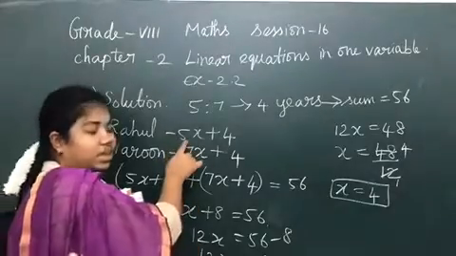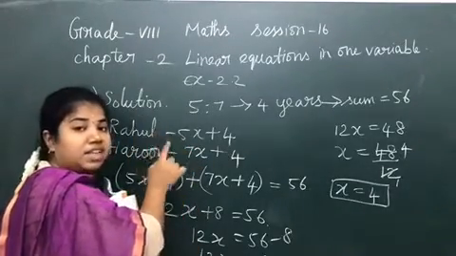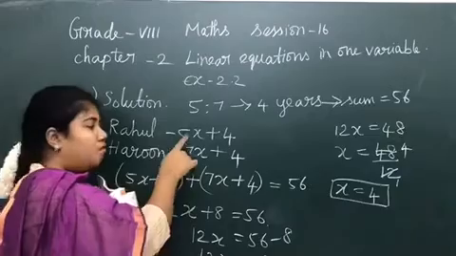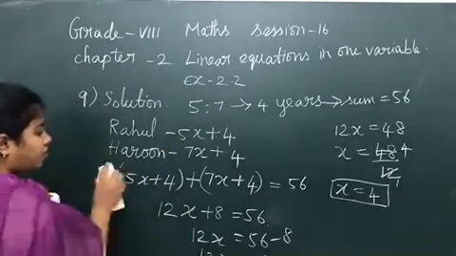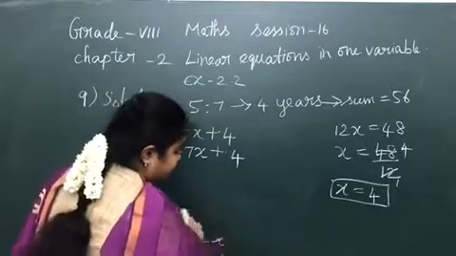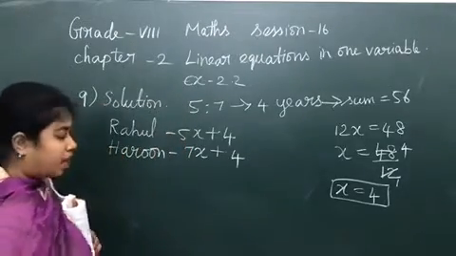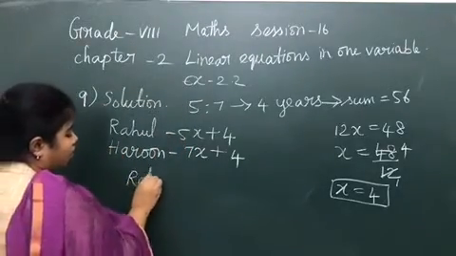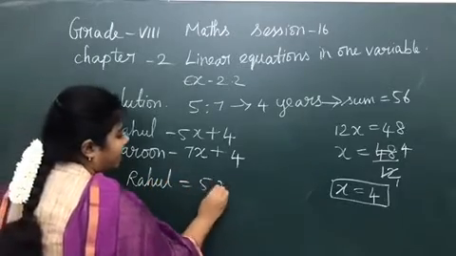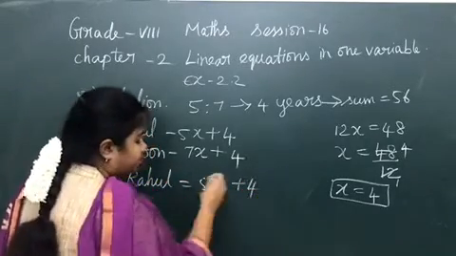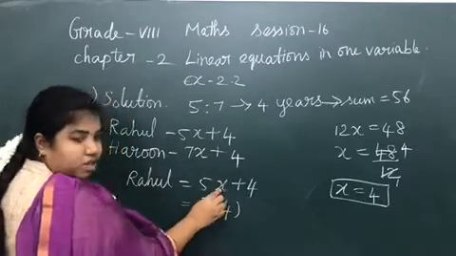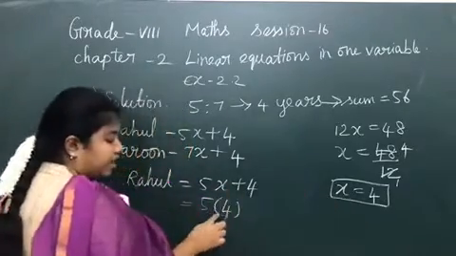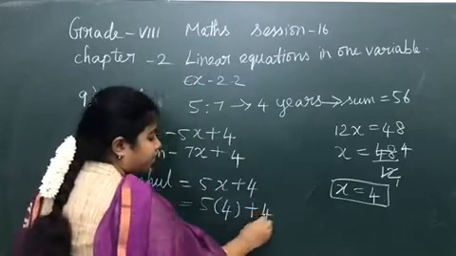I have to go here for my final answer because they are asking the ages of Rahul and Harun. What is the age of Rahul given here? 5x plus 4, right? So I have to solve it. Now I am going to calculate the age of Rahul. Rahul is equal to 5x plus 4. Now substitute the x value here. 5 into 4. I am going to substitute the x value here. So I am putting brackets and writing 4 plus 4.